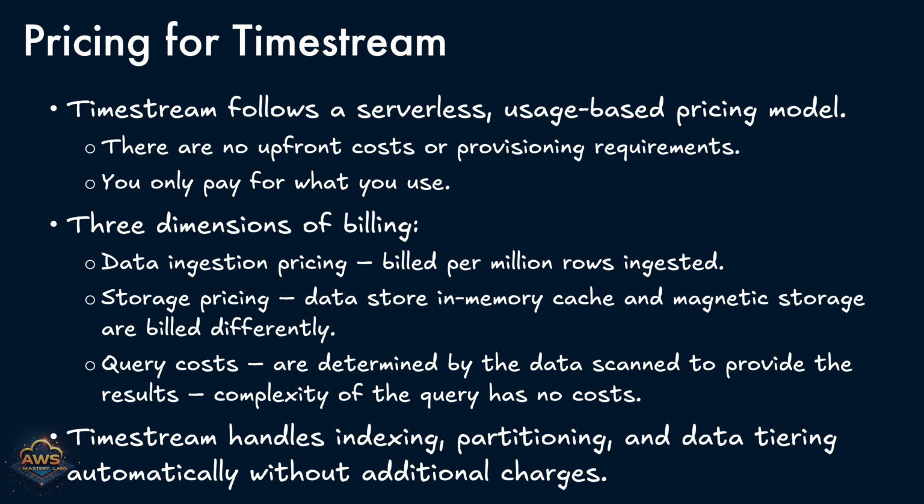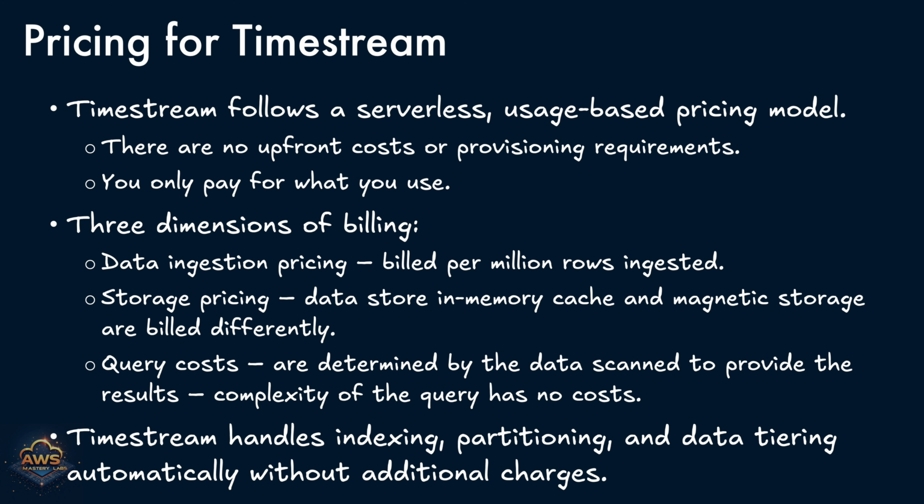First, data ingestion is billed per million records ingested. This means that every record you write into Timestream contributes to your ingestion bill. However, Timestream supports a multi-measure record format, which lets you bundle multiple metrics into a single write. For example, instead of writing separate records for CPU, memory, and disk usage, you can combine them into one. This simple change can dramatically reduce your total record count, and by extension, your ingestion costs.